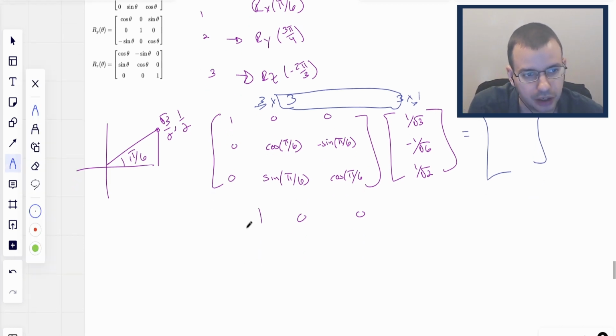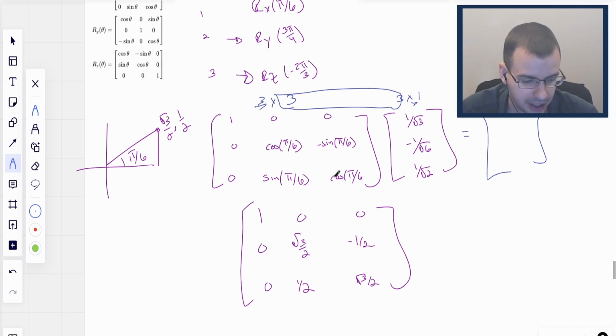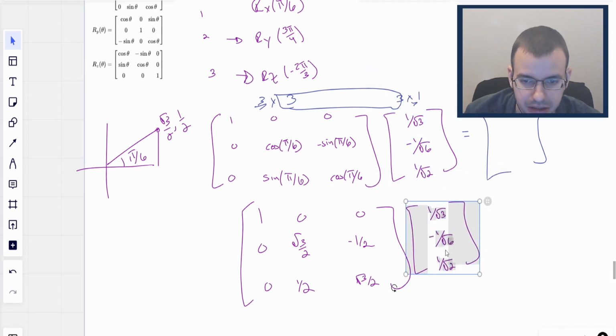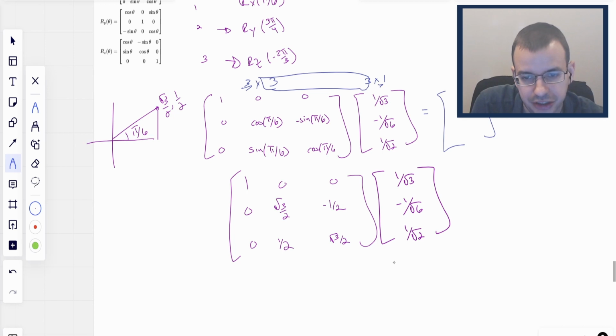So I'm just going to put that in real quick. So we're going to have 0, square root of 3 over 2, negative 1/2, because negative of 1/2, 0, positive 1/2, and then square root of 3 over 2. And we're going to multiply that by our point up here. Copy, paste. Make it a little bit bigger, just so everything matches up. All right, and that's going to equal our 3 by 1 matrix.